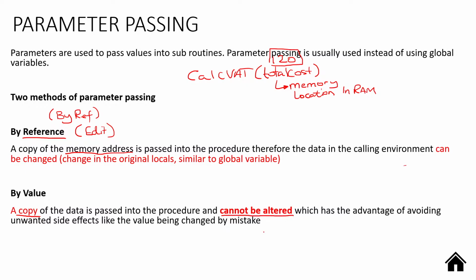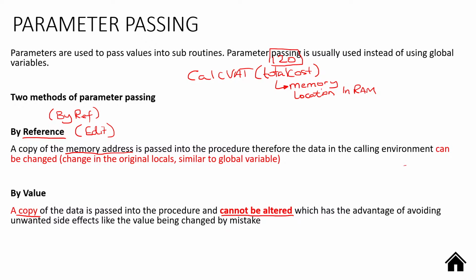And I definitely know that if I'm going to use the total cost variable again, I can do so knowing that it hasn't been changed. And we don't get unwanted side effects like the value being changed by mistake because you've not tested properly. Okay, so to recap, parameters are passed in between brackets of procedures and functions, and there are two types of parameter passing. Passing by reference passes in the original memory address, and that means you can change and edit it in the original location. And passing a parameter by value creates a copy, and that cannot be altered.